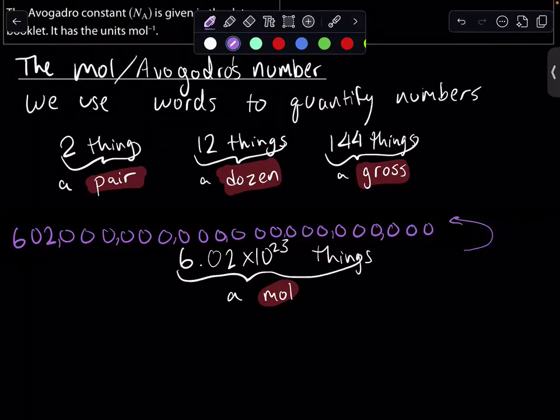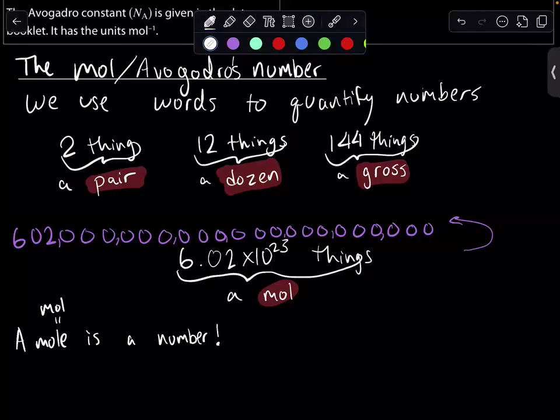So how do we actually use this? What do we do it for? So the big thing here is that a mole, you'll notice I said I had no E, but I had an E there. It doesn't matter. Mole and mole are the same exact thing. But a mole specifically is a number. You need to keep that in mind. It's just like a pair, dozen, or a gross. It is just a word that means a number.